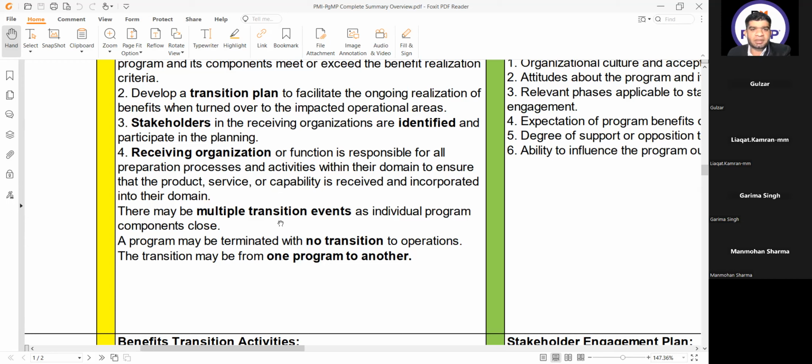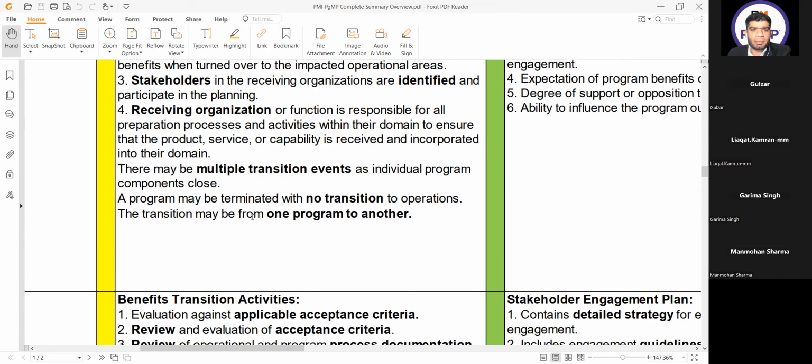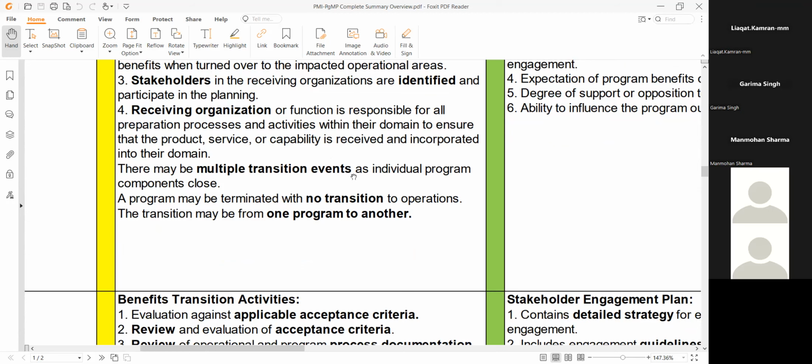There may be multiple transition events as individual program components close. A program may be terminated with no transition to operations. The transition may be from one program to another. So everything is possible. They can also ask you that you can terminate the program even if there is no transition to the operations. Okay.